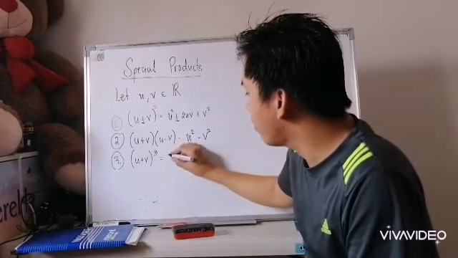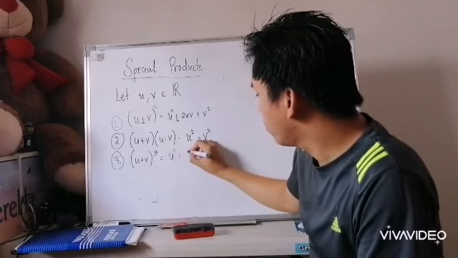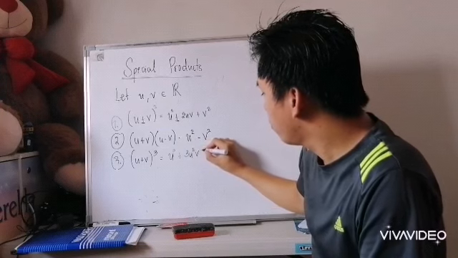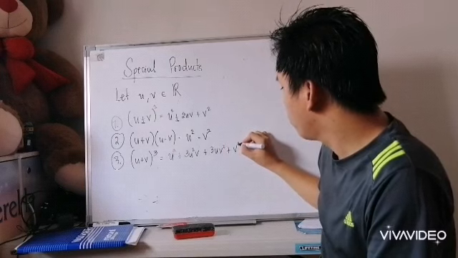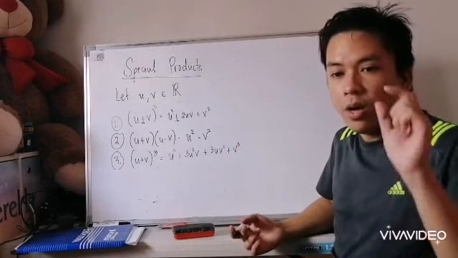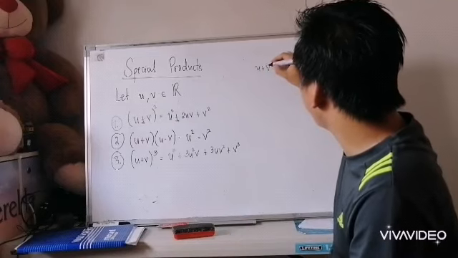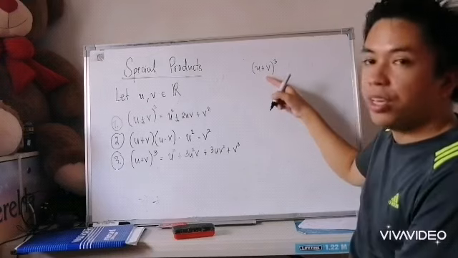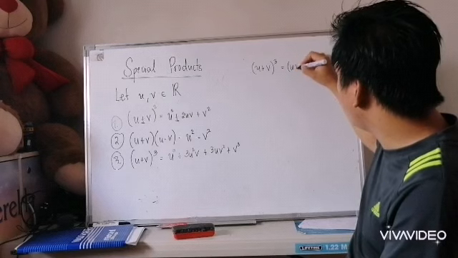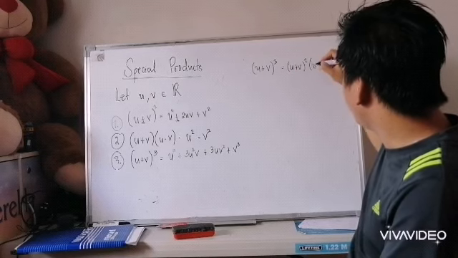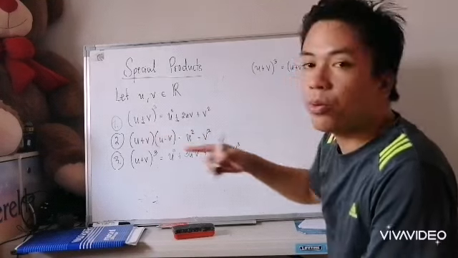Which is the same as... okay? Now, we'll present a proof for that. Now, remember that (u plus v) cubed is actually the same as (u plus v) squared times (u plus v). Now, observe that this is already solved by number 1.